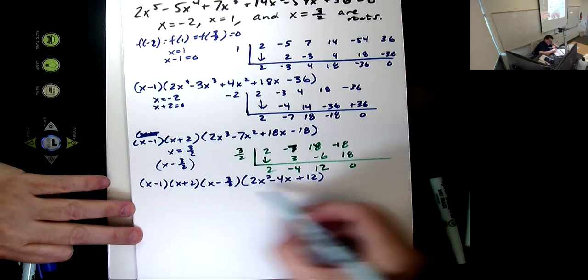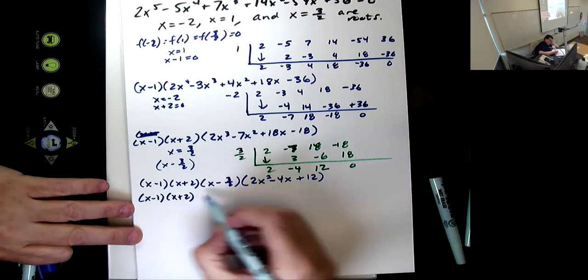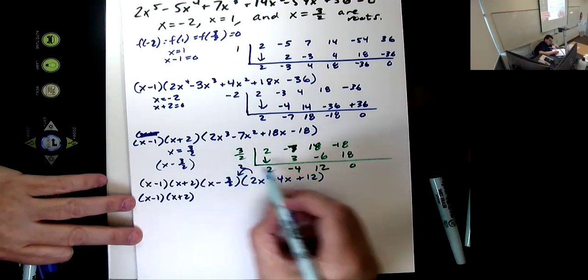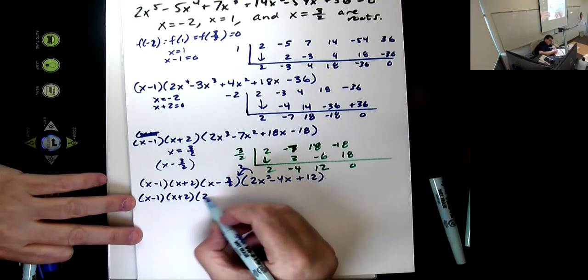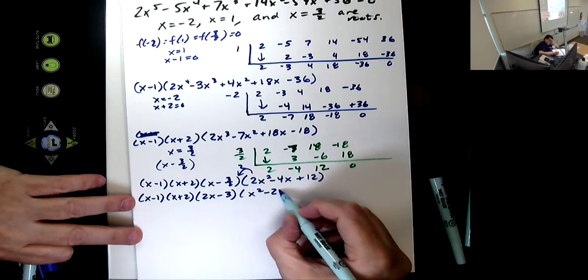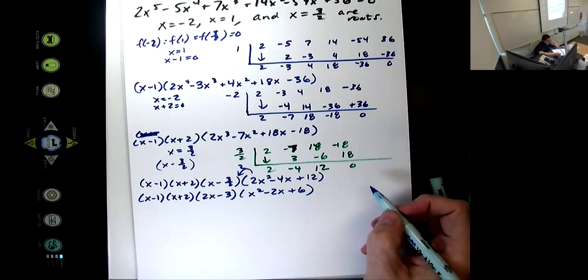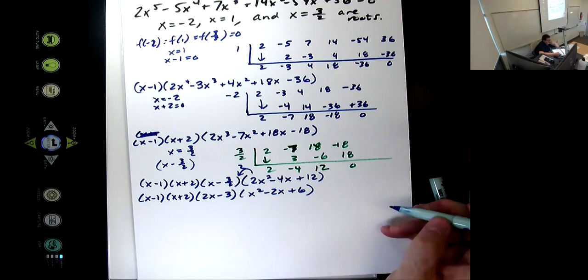I can factor a 2 out of that last one and move it into the parentheses before it. Take the 2 and put it over here. I have 2x minus 3 here. This will be x squared minus 2x plus 6. And now this is shitty because that doesn't factor, does it?